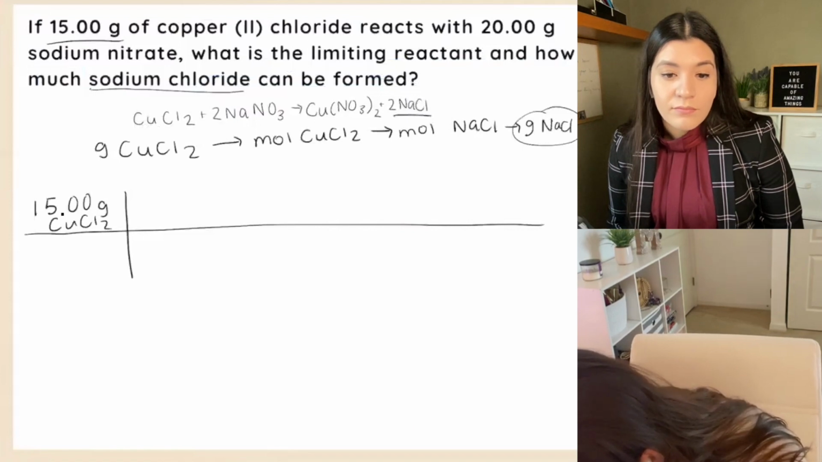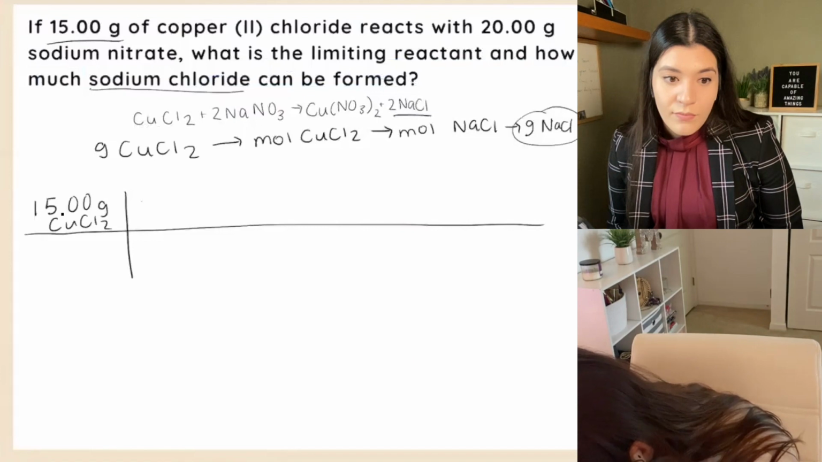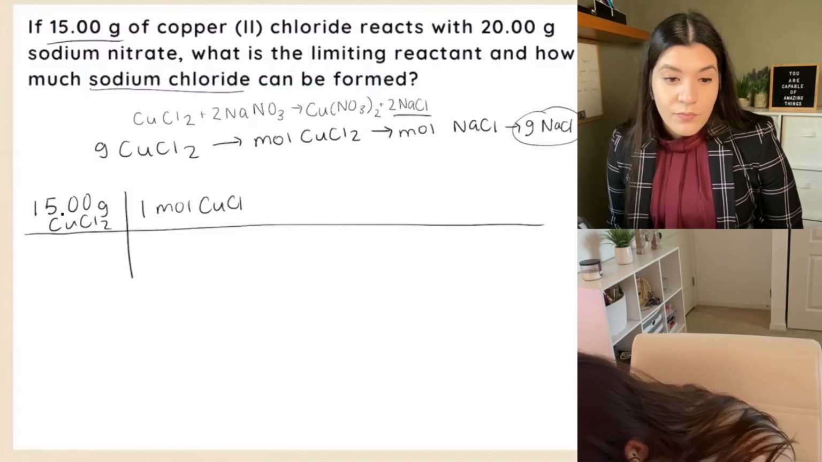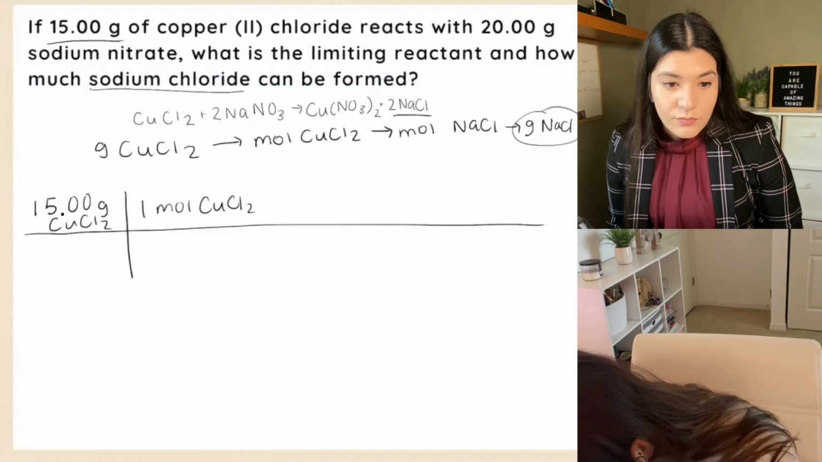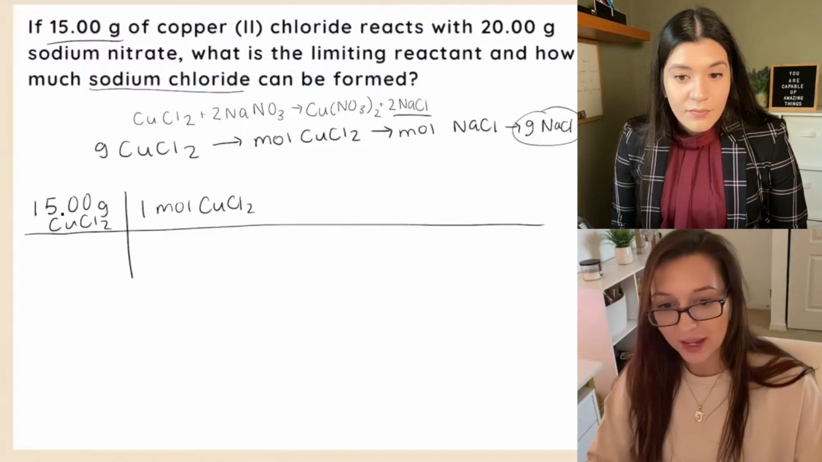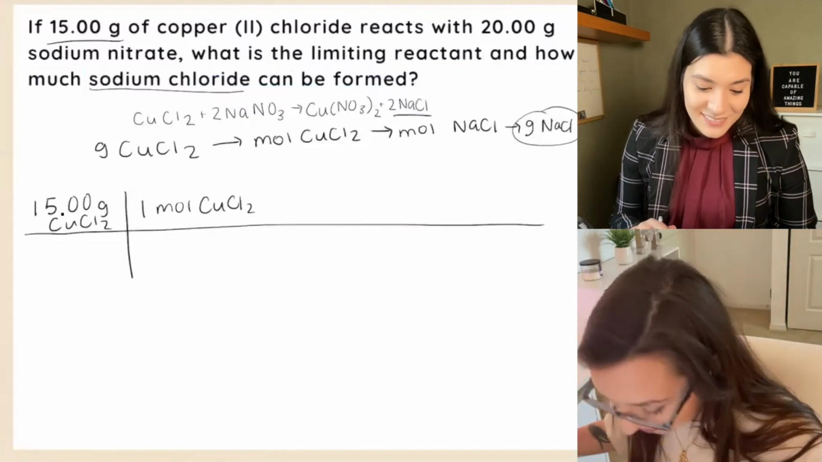So now we're first going to moles. So I'll put the moles up here. Correct. So 1 mole of copper chloride. Good. What goes on bottom? Oh, the molar mass. Exactly, that we have to find. Okay. Yes. Here we go.